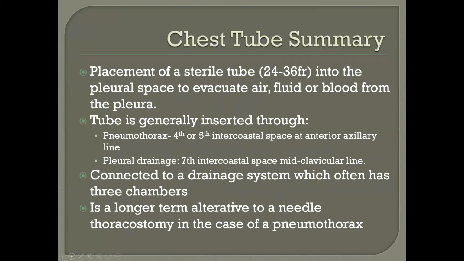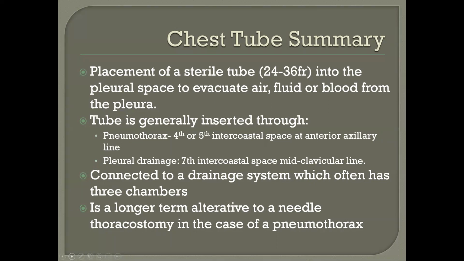Last procedure we're going to go over is chest tube. So placement of a sterile tube ranging from 24 to 36 French into the pleural space to evacuate air, fluid, or blood from the pleura. Tube is generally inserted through, for a pneumo, either the fourth or fifth intercostal space at the anterior axillary line. Okay, so it's not the sternum, but if you go in between the sternum and the armpit would be the anterior axillary line.